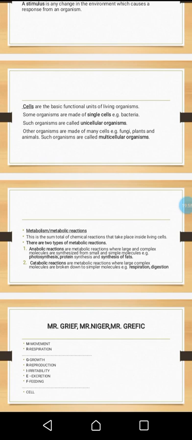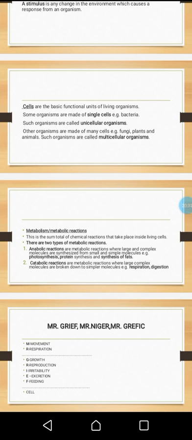Here, they are cells. So cells are basic functional units of living organisms. That's the best definition. Some organisms are made up of single cells. An example of an organism that is made up of a single cell is bacteria. Such organisms that are made up of one cell are called unicellular organisms. So they can tell you to define unicellular organisms. You say a unicellular organism is an organism that is made up of a single cell.